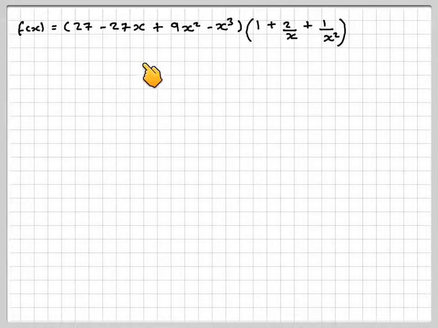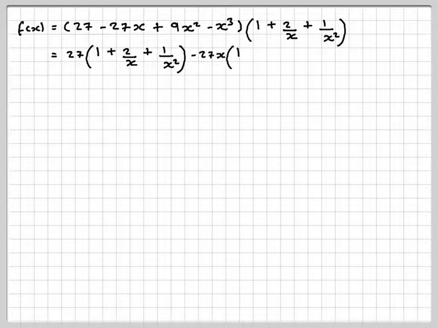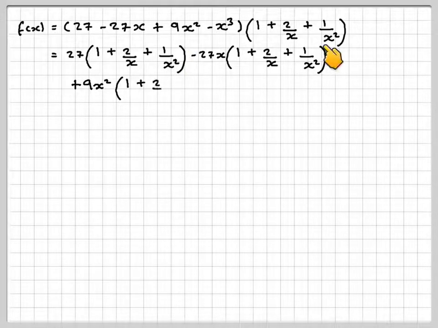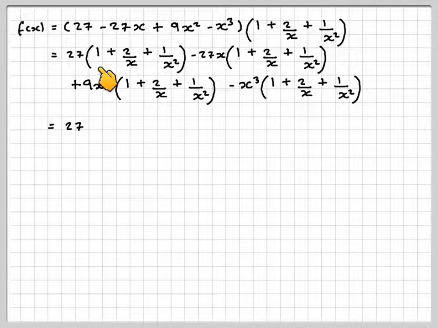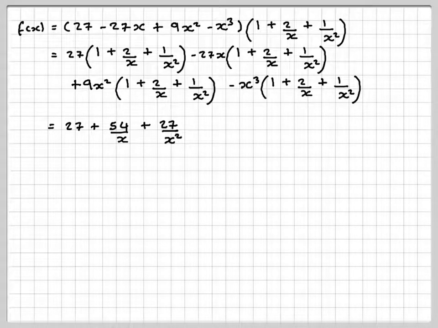Right, now we do 27 times that bracket, minus 27x times that bracket, plus 9x squared times that bracket, minus x cubed times that bracket. So expanding, being careful with signs, we're going to get 27 plus 54 over x plus 27 over x squared, minus 27x minus 54, and the x's will cancel out, minus 27 over x.